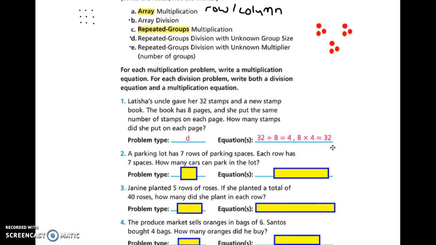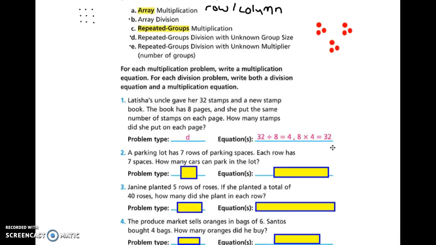All right, how about number 2 here? I want you to be able to see those up there. This one says a parking lot has 7 rows, hint, of parking spaces. Each row has 7 spaces.